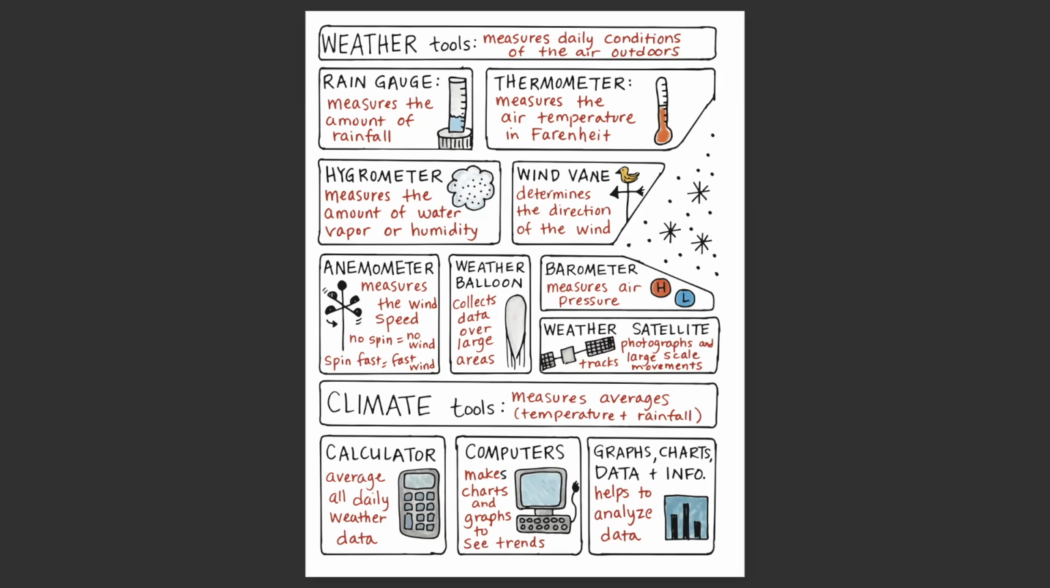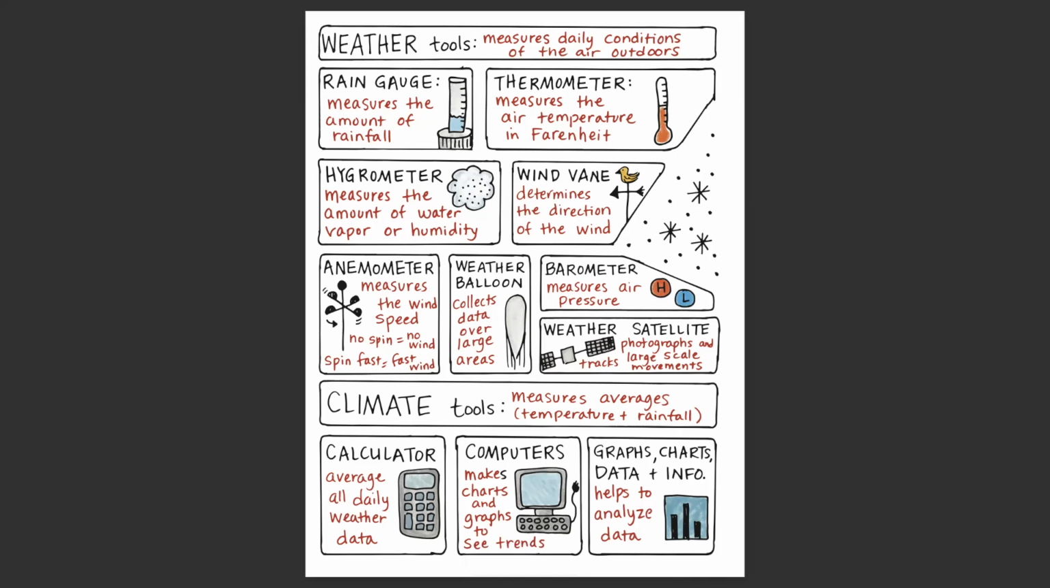And then you have weather satellites. Weather satellites photograph and track large-scale movements. This is how we track things like hurricanes and predict which way hurricanes are going to travel, which I know you either have or will watch a video on, right? Hurricanes, which is pretty cool in my opinion.